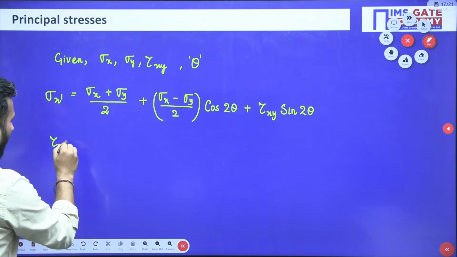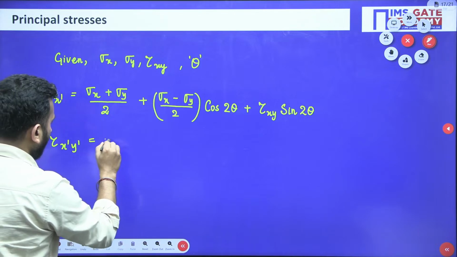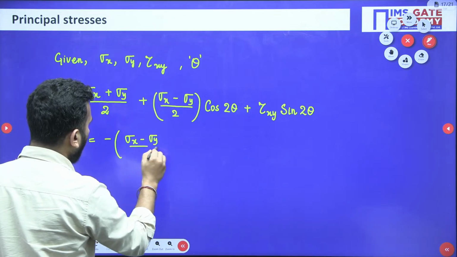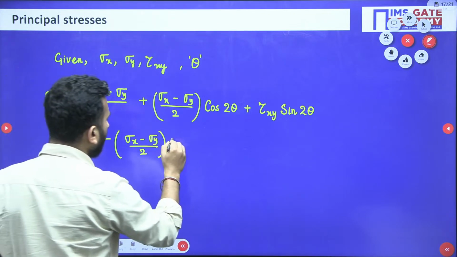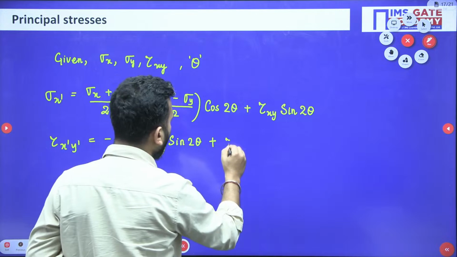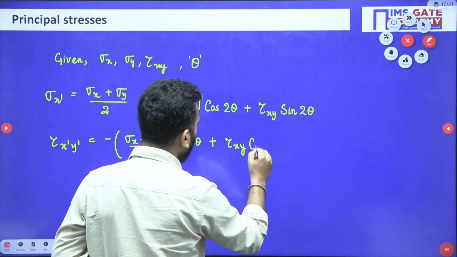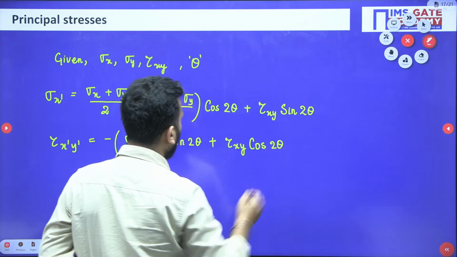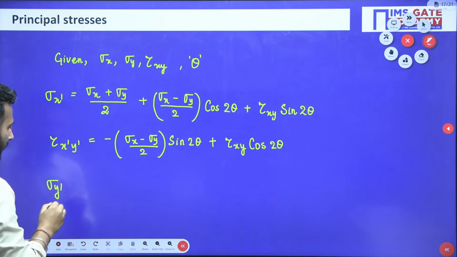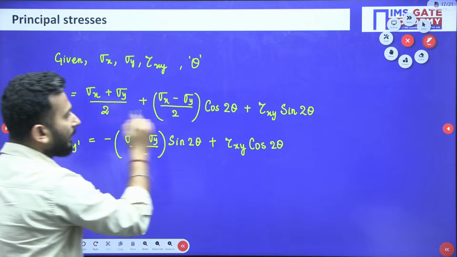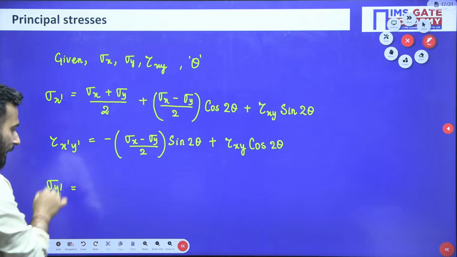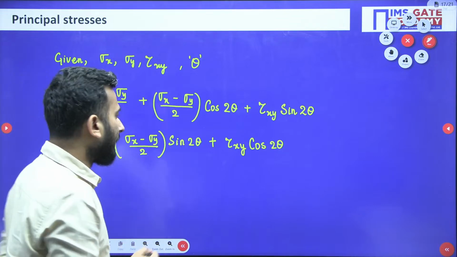And what will be tau x dash y dash? Minus sigma x minus sigma y by 2 sin 2 theta, plus tau xy cos 2 theta. And if I have to find sigma y dash, we simply substitute theta plus 90 in this equation and I will get sigma y dash. The meaning of all these things we already discussed yesterday.